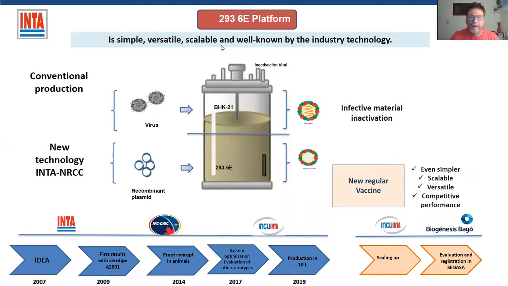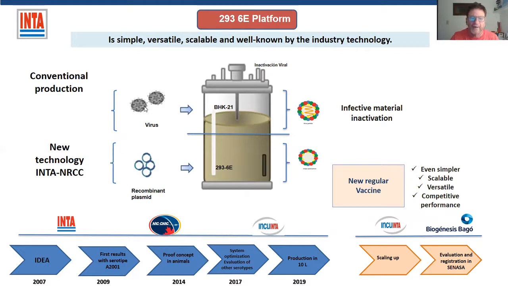In this slide, I'm going to show our platform. The interesting thing about this platform is that we use the same bioreactor as the conventional facilities. The use of mammalian cells, as you know, is versatile, scalable, and well known by the industry. So in this slide, I compare both methodologies, the conventional production and the new technology developed by INTA and NRC.